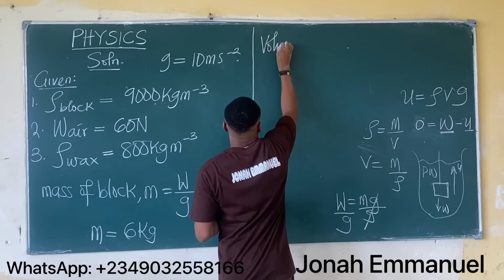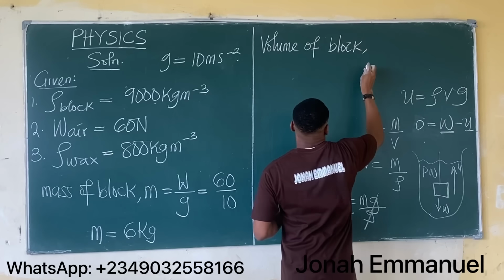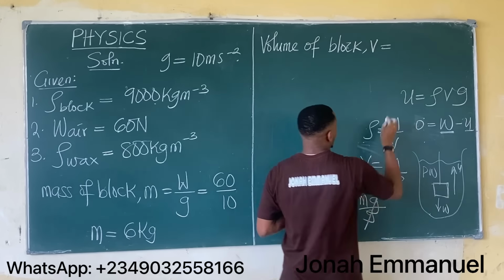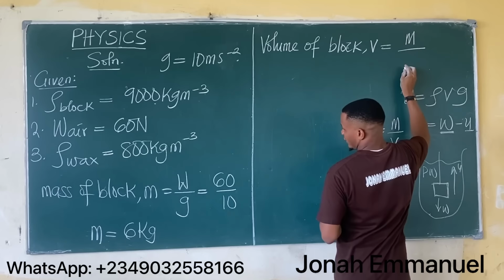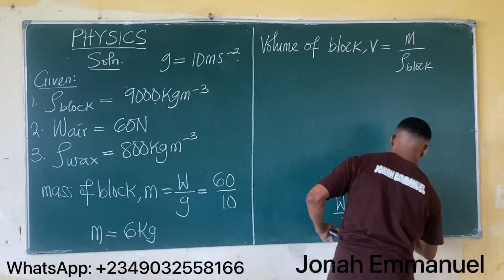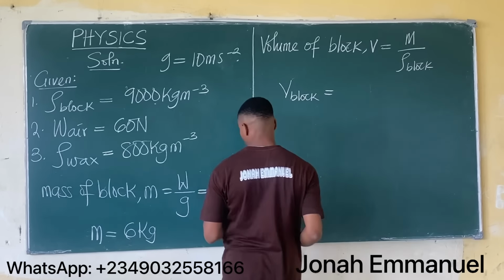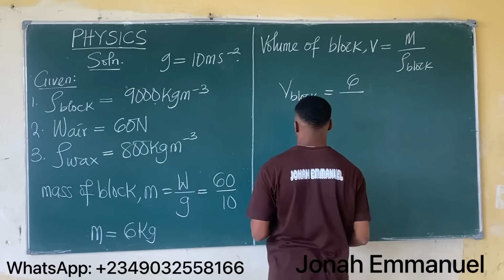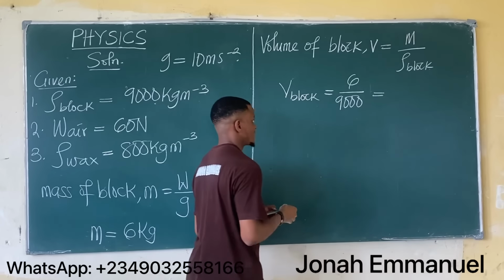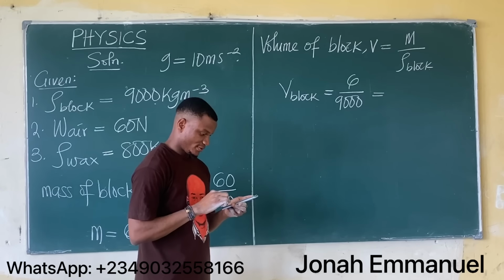So volume of block: V is equal to mass of block all over density of block. Alright, so the volume of block, V of block, is equal to the mass of the block, 6 kilograms, all over the density of the block, 9,000. So if I divide 6 all over 9,000, what do we get? 6 over 9,000.